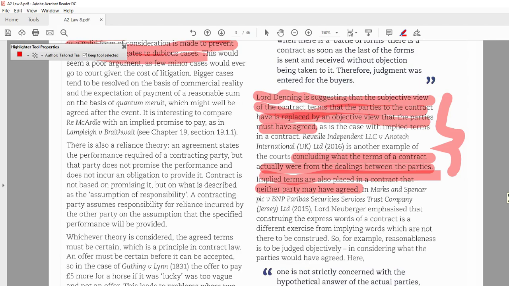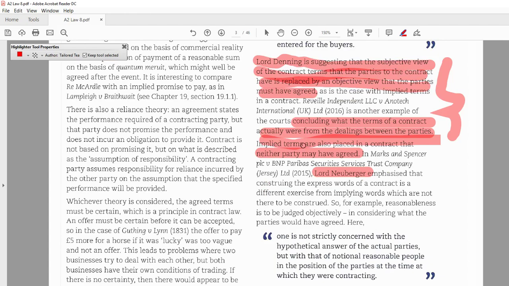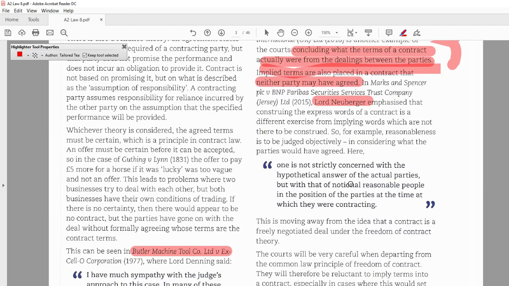Implied terms are also placed in a contract, and neither party may have agreed. Well, if they've not agreed it, then how is there freedom of contract? That's the argument. In Marks and Spencer plc v BNP, Lord Neuberger, and you know how they love the names of judges in an exam, emphasised that construing express words of a contract is a different exercise from implied words, which are not to be construed. You don't need to remember that. All you need to remember is this: implied terms are terms that neither party agreed, and this was confirmed by Lord Neuberger. That's what you write in the exam.